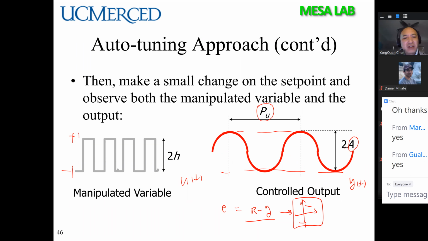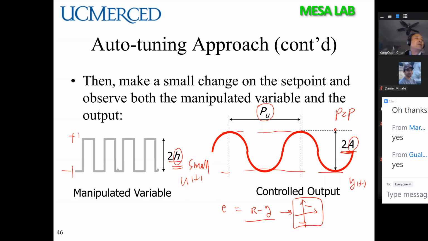So this is called peak to peak. Peak to peak is 2A. Remember, you also have peak to peak, you have 2H. H is something you can choose. If you feel like this is too big, you make the H small, then A will also be small. So A is a function of H.